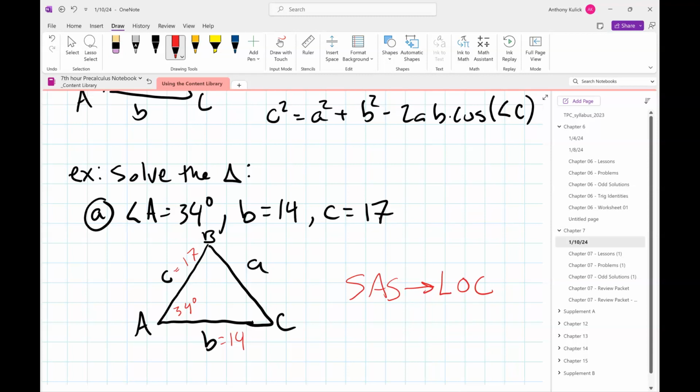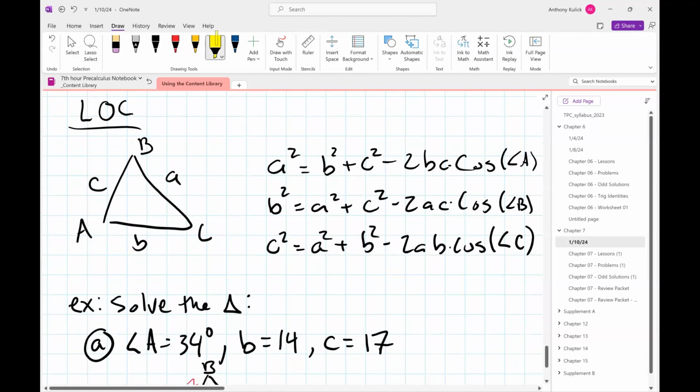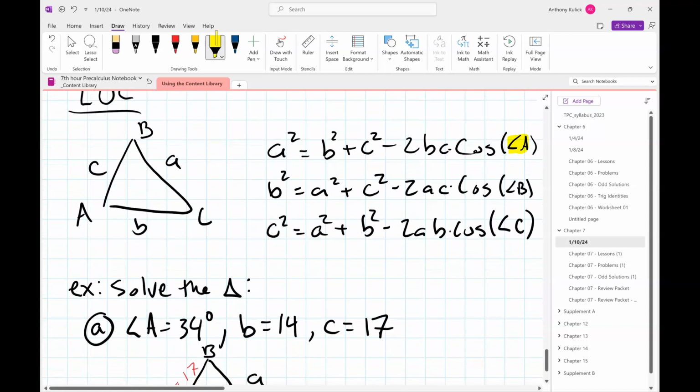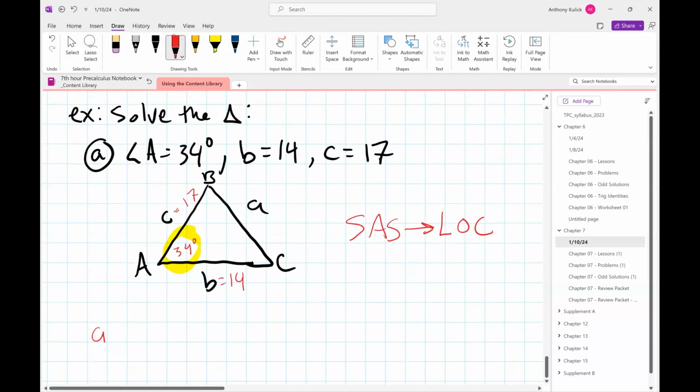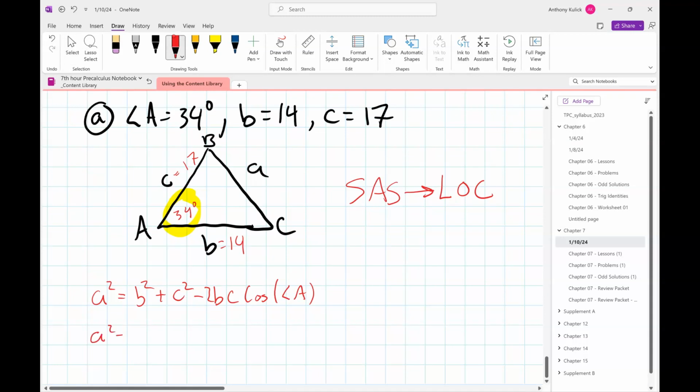So if I look at my three formulas, I'm going to look for the one where I have to use angle A. That's the first one. So we're going to say that we have a squared equals b squared plus c squared minus 2bc cosine of angle A. So if we fill things in, we have 14 squared plus 17 squared minus 2 times 14 times 17 times cosine of 34 degrees.